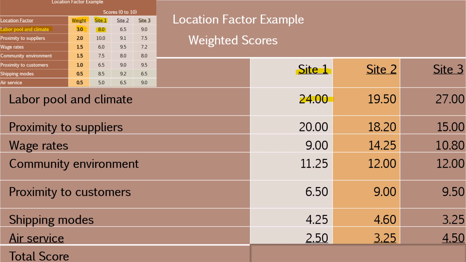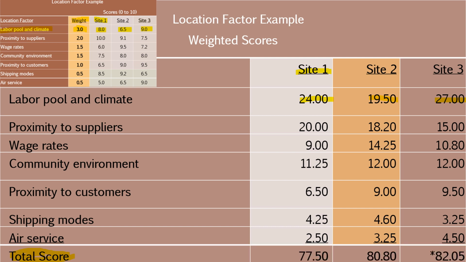For labor pool and climate for site 2, we have to multiply the weight 3 with the site score of 6.5. Then we obtain 19.5. For site 3, for labor pool and climate, we are going to multiply the weight 3 with the site score of 9, so we are getting the weighted score as 27. Likewise, for each location factor, we are going to obtain the weighted scores. Finally, we get the total score by combining everything, so we have to get the sum for each site. Then we select the highest weighted score to select the location. So in this one, the highest mark is going to site 3, which is 82.05.